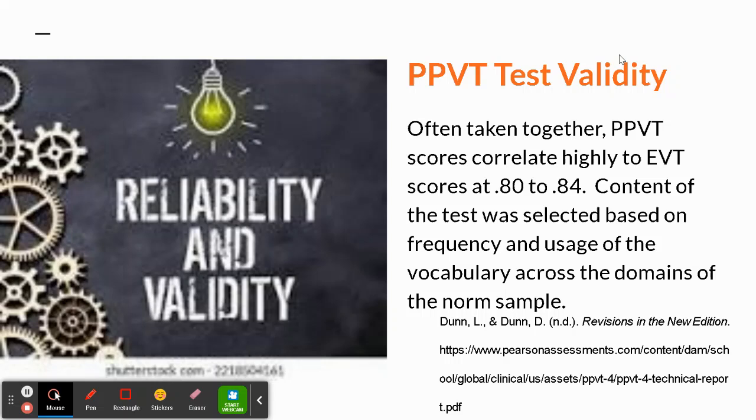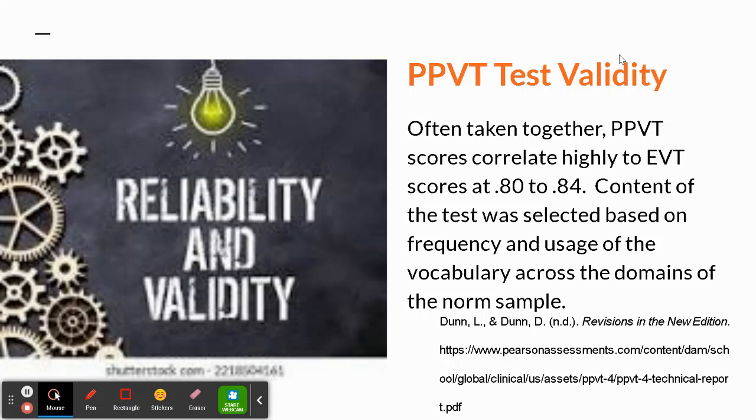The validity of this test, one way that we can assess this is because it's often taken in conjunction with the expressive vocabulary test. We can see how well those scores correlate, and they correlated about 80 to 84%. So that is also considered a good validity score.